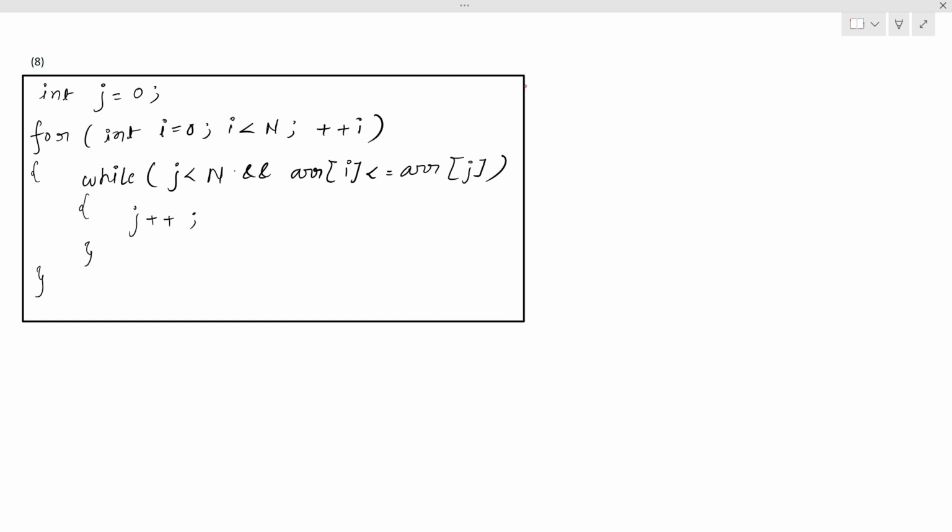Coming to this question, you can clearly see again i is starting from 0 to n, and there is a while loop here. Instead of a simple for loop, you can see a while loop: j less than n and array of i is less than or equal to array of j, right?